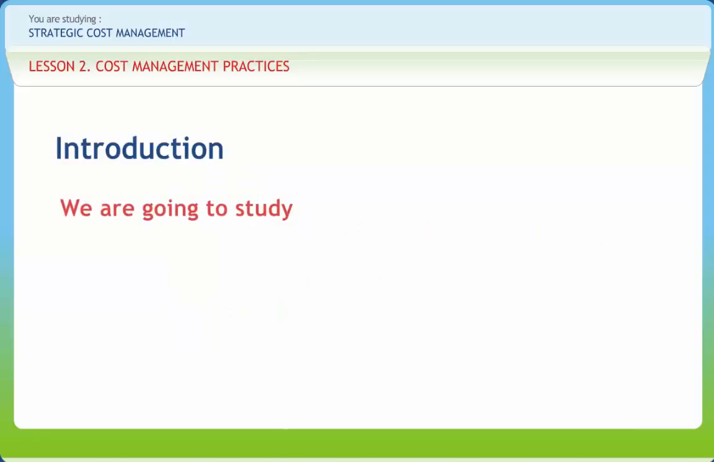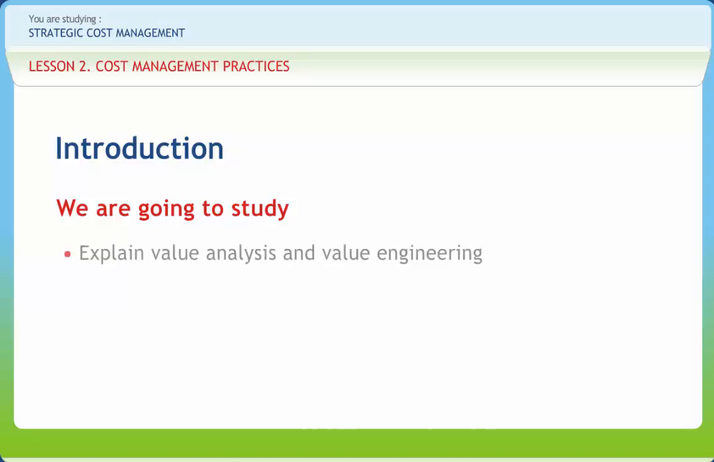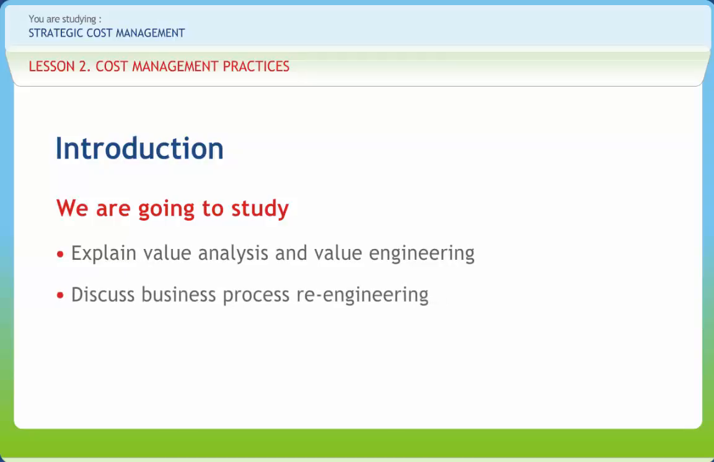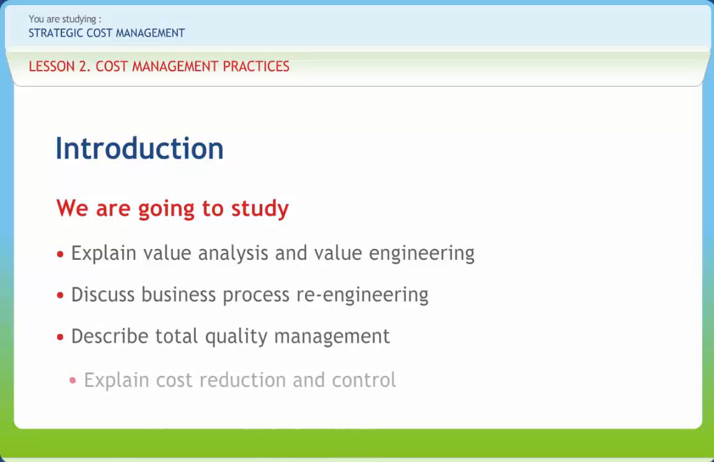We all know that cutting costs is the simplest way to improve your bottom line, but cost control needs to be carefully managed. In this lesson, we will explain value analysis and value engineering, discuss business process reengineering, describe total quality management, and explain cost reduction and control.